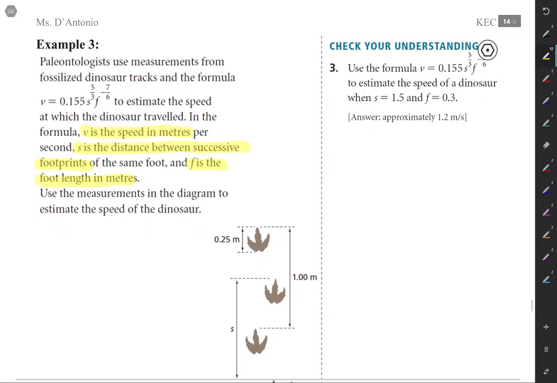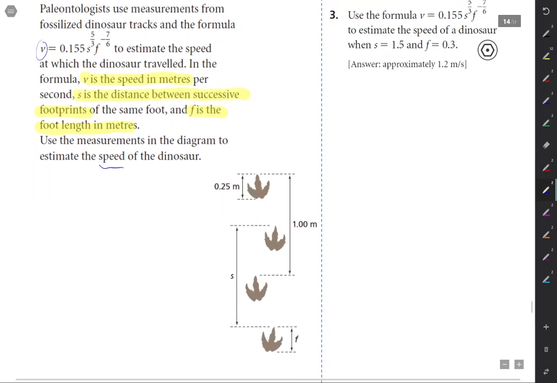So let's see what we have to figure out. Use the measurements in the diagram to estimate the speed of the dinosaur. So we need to find the speed, and they told us that the speed is v. So we're solving for v here. We have our formula: v is equal to 0.155 s to the power of 5 over 3, f to the power of negative 7 over 6. In order to solve for v, we need to fill in these other variables, or else we're not going to be able to solve the formula.